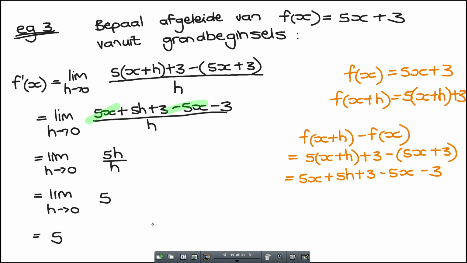Dan moet jy vir my sien dat die h en die h kanselleer uit. So my antwoord is 5. Now the next step after I got that, you had to substitute in h equals 0, but there's no h.